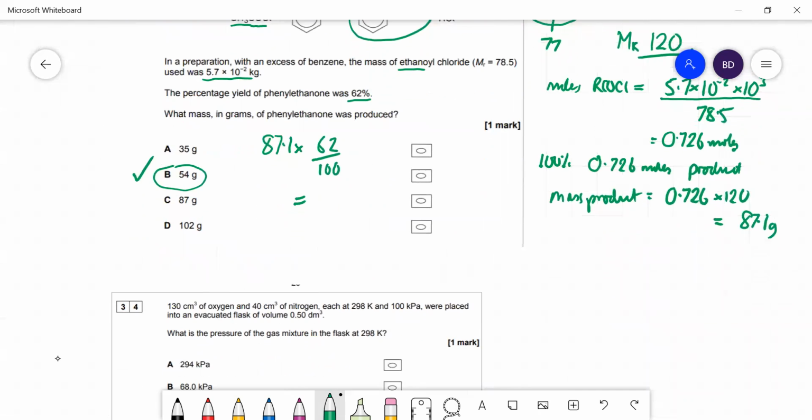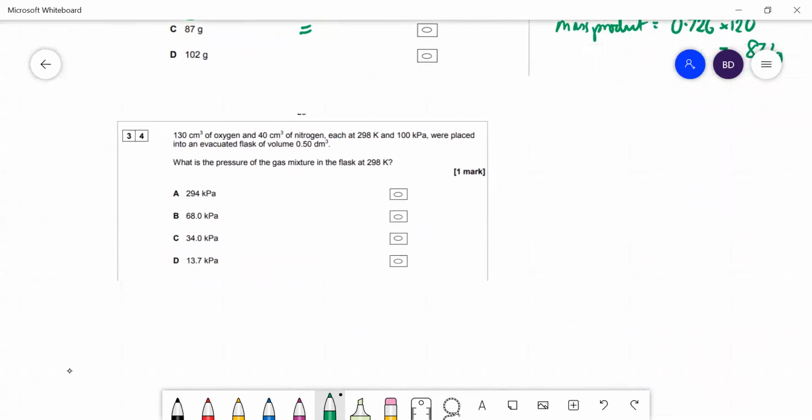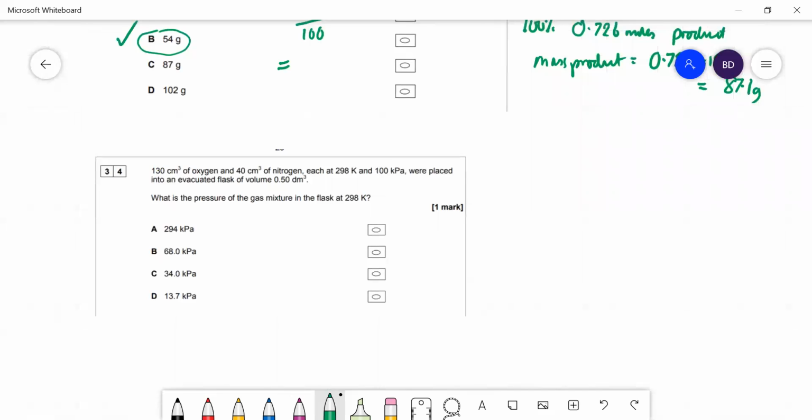Okay, 34. I think this is the last question on the paper. 130 centimeters cubed of oxygen and 40 centimeters cubed of nitrogen. Now we can just ignore that it's a different gas, because all gases can occupy the same volume. So that is like having 170 centimeters cubed of gas. That's all we need to worry about. The pressure of the gas in the flask, well, we're going to use PV = nRT. P is equal to nRT over the total volume of the gases mixed together. We don't have to treat them separately.